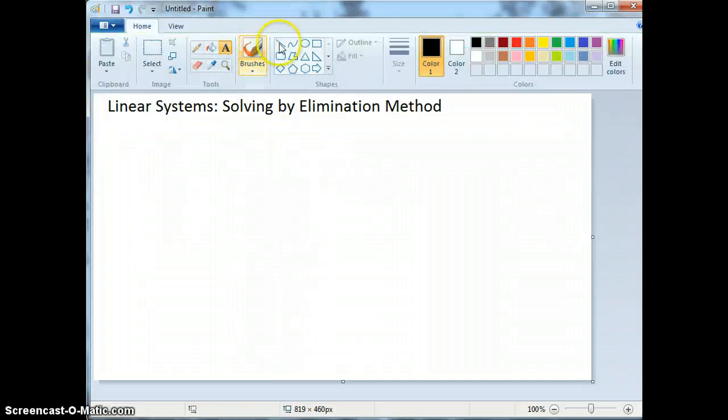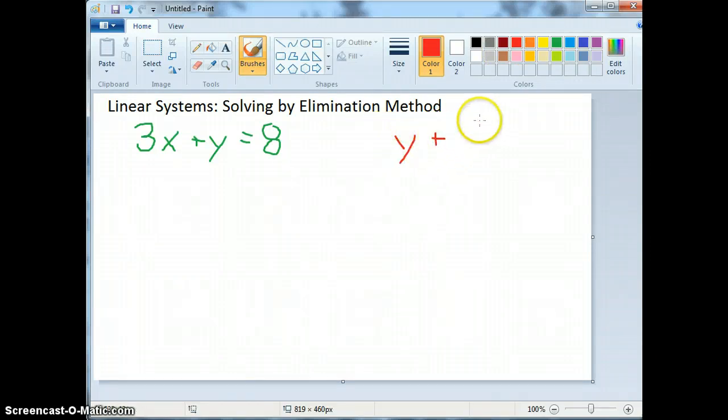Okay, alright, so let's get to work. So we started off with, I'll do it in y, 3x plus y equals 8. And then the other one was y plus 4x equals 6.